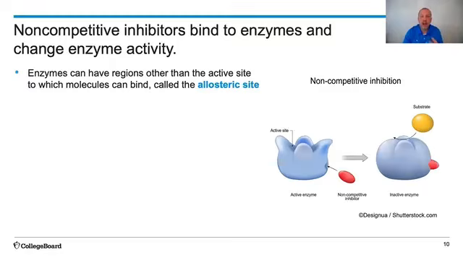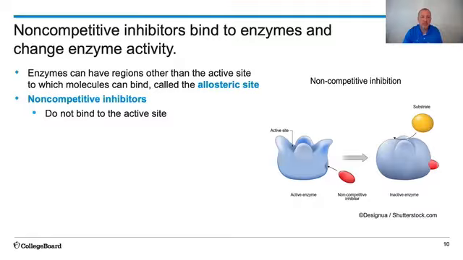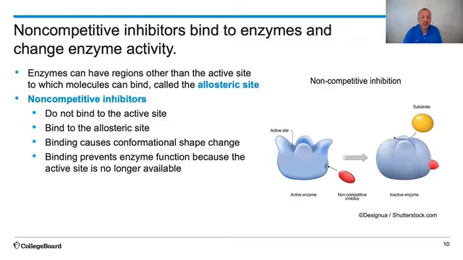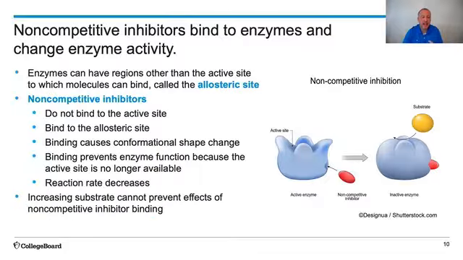Enzymes can have regions other than the active site to which molecules can bind. These are called allosteric sites. Non-competitive inhibitors do not bind to the active site. They bind to the allosteric site. Binding causes a conformational shape change to the active site, and the binding prevents the enzyme function because the active site is no longer available. The reaction rate decreases, and increasing the substrate cannot prevent the effects of non-competitive inhibitor binding.